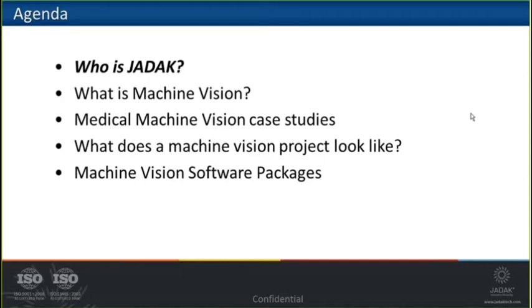Today, we will review what is machine vision, look over some medical machine vision case studies, take a look at what a medical machine vision project looks like, as well as exploring JADAK's medical machine vision package Clarity.